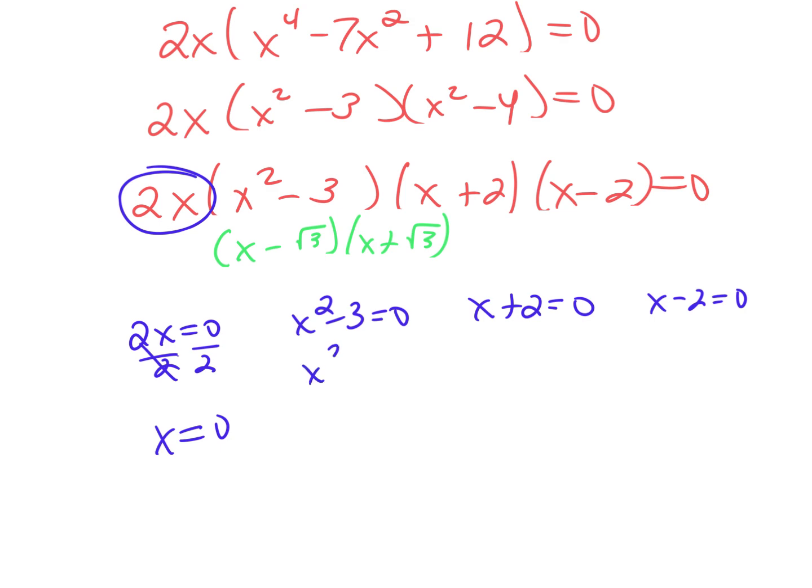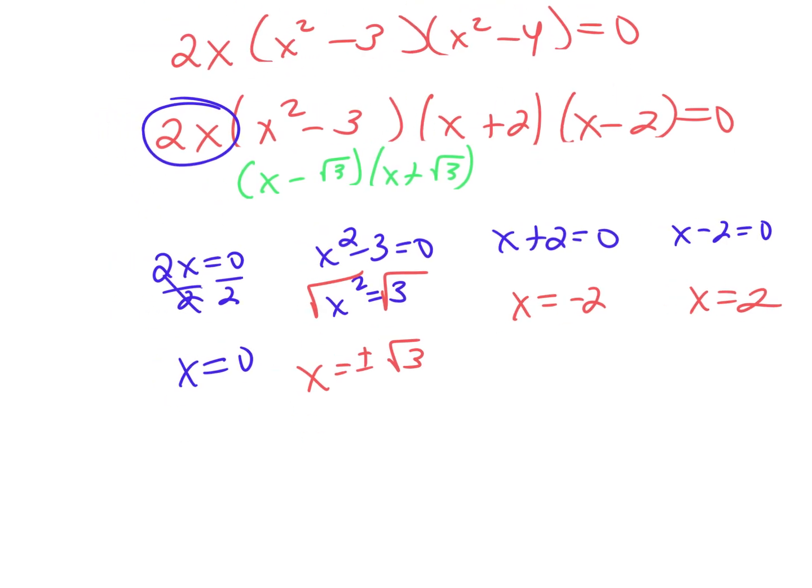Here, I have x squared equals 3. How do I find my answer here? Take the square root. When you guys physically put the square root on, what goes in front of your answer? Plus or minus, so square root of 3. Here I have x equals -2, and here I have x equals +2. Do I have 5 answers? Yes, because this is really positive root 3 and negative root 3, right?